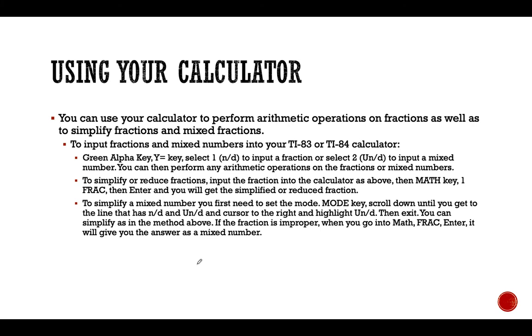You can use your calculator to perform these arithmetic operations on fractions as well as to simplify fractions and mixed numbers. To input fractions and mixed numbers into your TI-83 or TI-84 calculator, use the green alpha key, then hit the Y equals key. There will be a menu that will pop up. Select 1, N over D, to input a fraction, or select 2, Un over D, to input a mixed number. You can then perform any arithmetic operations on the fractions or mixed numbers.